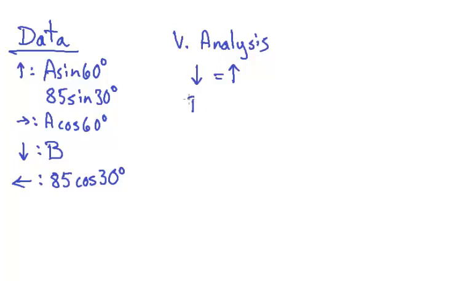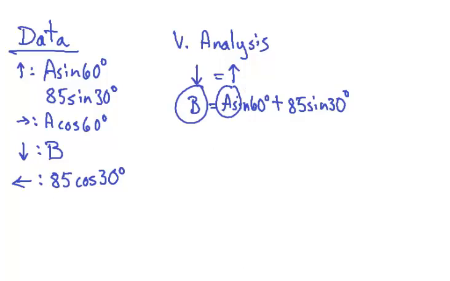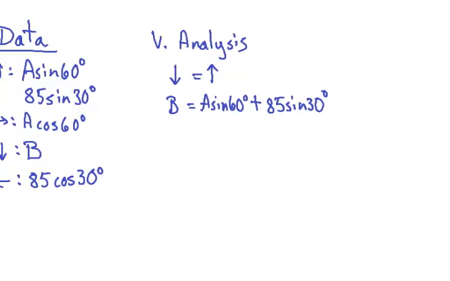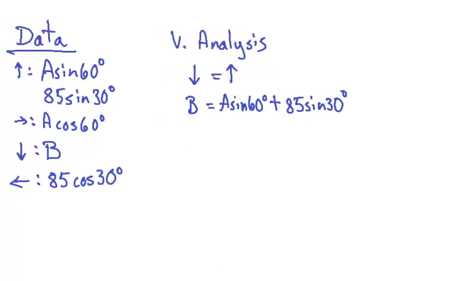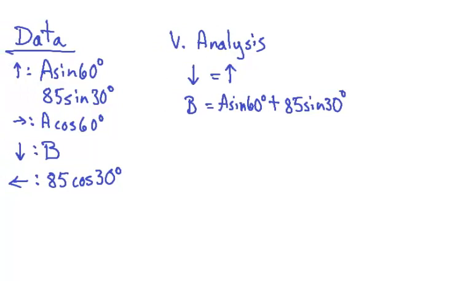So the downward force will be, in this case, B equals, the upward force will be, okay, a sum of A sine of 60 plus 85 sine of 30. Now, if you notice, I have two variables in here, A and B. That means that equation is impossible to solve. Okay? So let's try to do a horizontal analysis. Maybe we can find something there. If we focus on the right-sided and the left-sided forces, which are A cosine 60 and 85 cosine 30, we might find something.